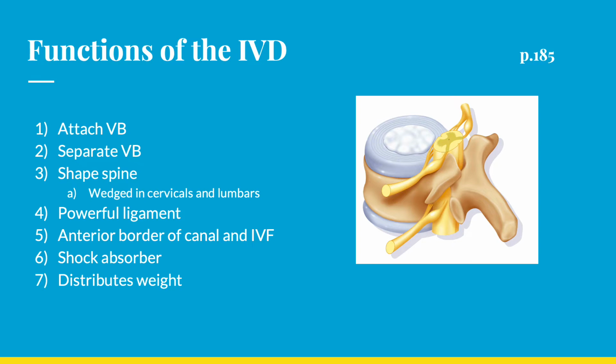We also talked about this before, so shaping the spine, when we were talking about the different curves in the spine. In the cervical region, the intervertebral discs exclusively formed that cervical lordosis. And then in the lumbars, it was a combination of the discs and the vertebral body shapes that created the lumbar lordosis. And then in the thoracics, they were flat little pancakes, so they didn't really have much to do at all with that primary thoracic kyphosis.